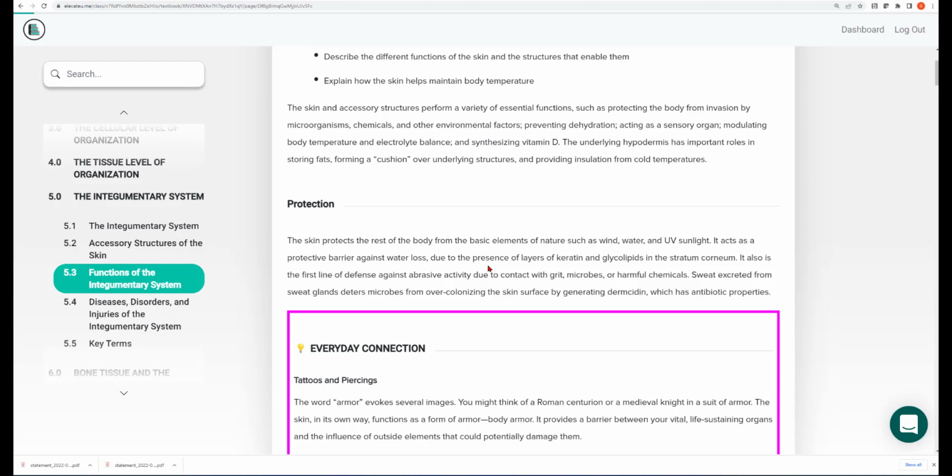The skin also acts as a barrier against bacteria and other chemicals that might come into our body or try to colonize on our body. And also sweat in its very nature actually produces some chemicals that act like an antibiotic and help reduce the number of bacteria on the surface of our skin.